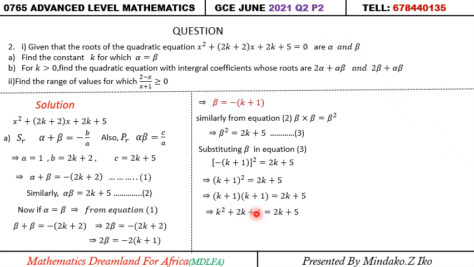Now I can just collect like terms. Collecting like terms means I will take this 2k and send it to the other side, and I will also bring this 5 to the other side. So at the end of the day, I'll have k squared plus 2k minus 2k plus 1 minus 5. Notice that if a term is crossing the equality sign, the sign changes. So 2k is actually positive.